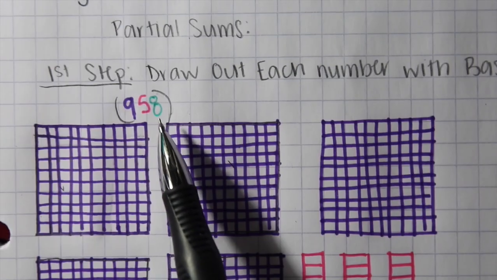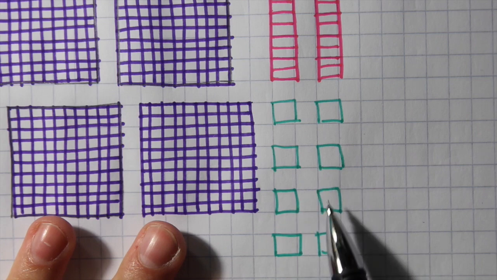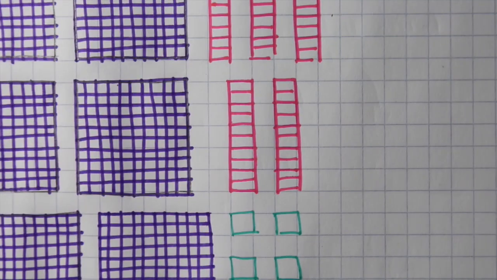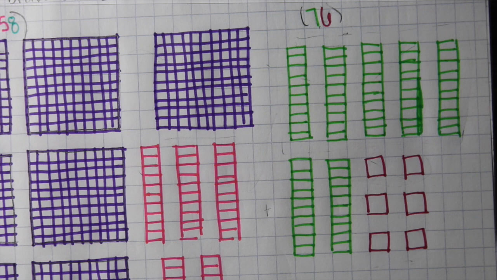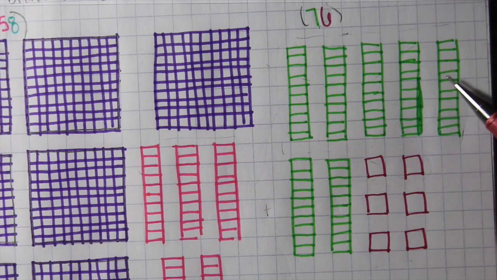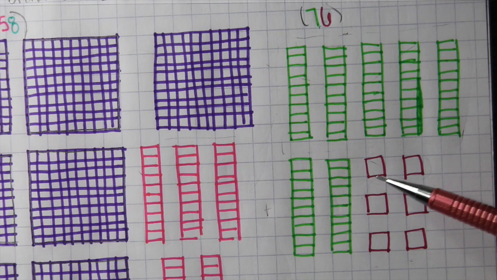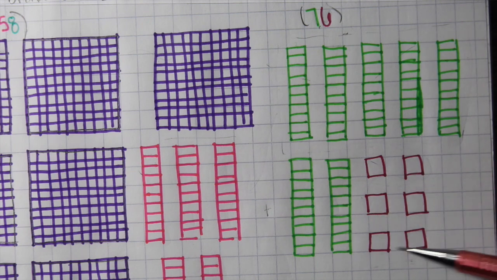pink rods, and then for the ones value is our 8, so I did our 8 blocks representing in total 958. Then moving on to what we're adding being 76, I went ahead and drew my 7 different rods representing the 70, for 7 being in the place value of the tens. And then again for the ones we had 6, so I drew 6 individual blocks.